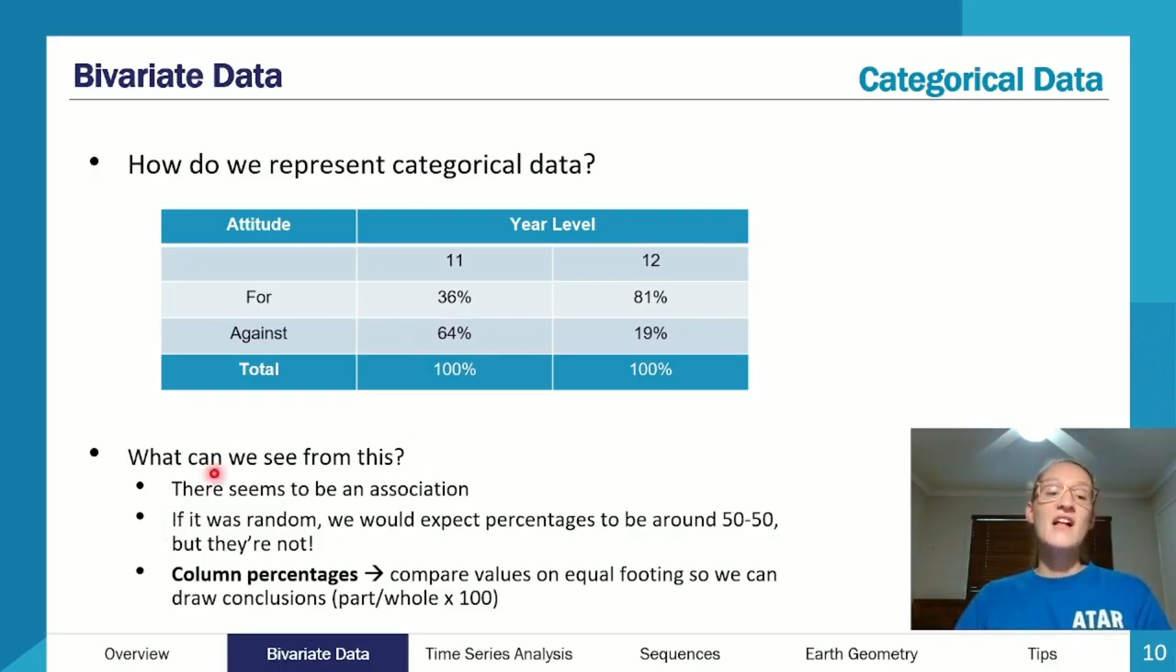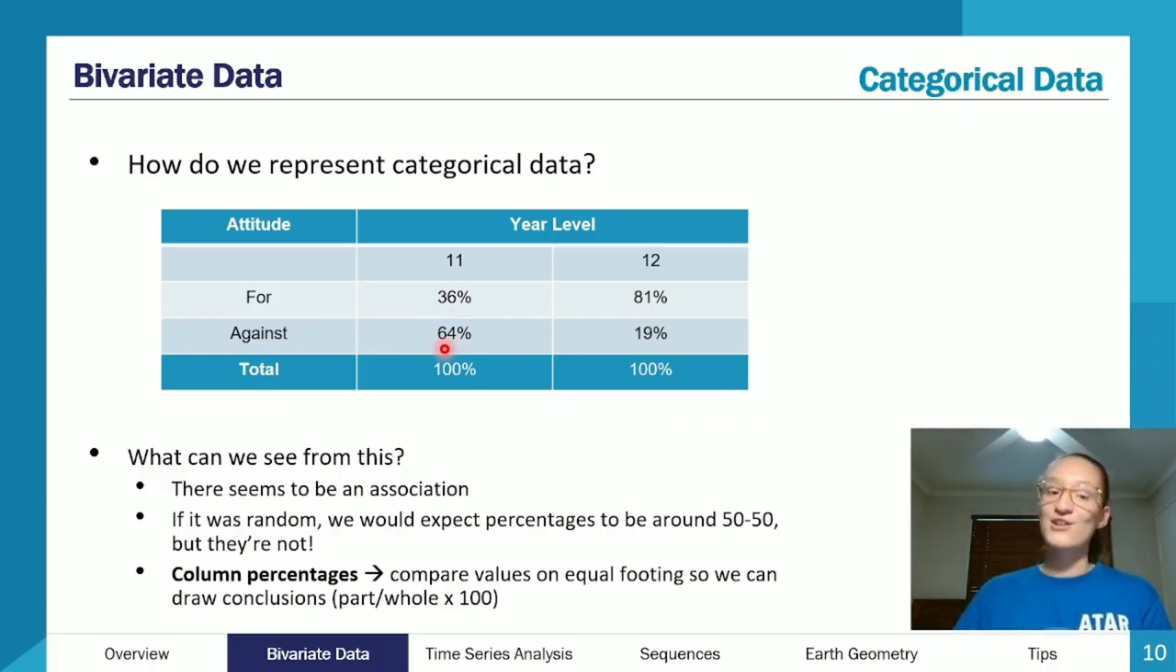And just like what I was saying, there actually does seem to be an association. So let's say, for example, this data is about whether year 11s or 12s are for or against phone use at school. Here we could see that 36% of year 11s are for phone use at school, while 64% are against it. By using that adjoining word "while", I'm intentionally comparing and contrasting and discussing the difference and drawing a conclusion from that, which would be that year 11s seem more likely to be against phone use at school.